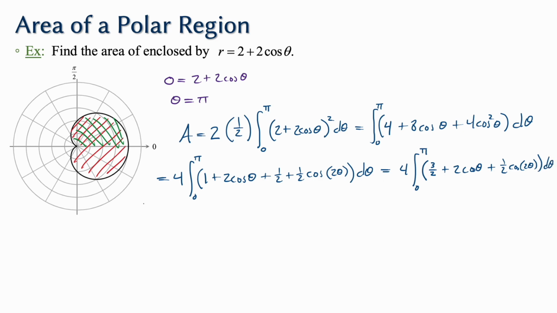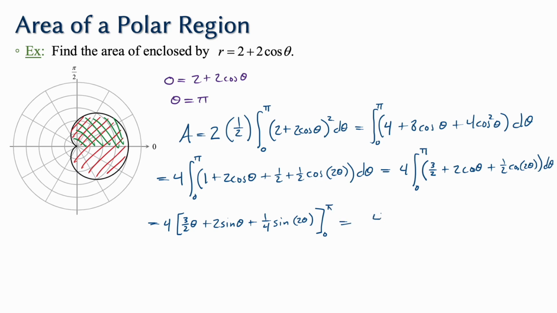All right, so let's find the antiderivative. Now, again, on the outside, I'm going to have a 4. The antiderivative of 3/2, obviously, is going to be 3/2 theta. And then it'll be plus 2 sine theta. And then this one's a basic substitution. We will end up dividing by 2 in the substitution. So we'll get a 1/4 sine 2 theta and evaluate that from 0 to pi.